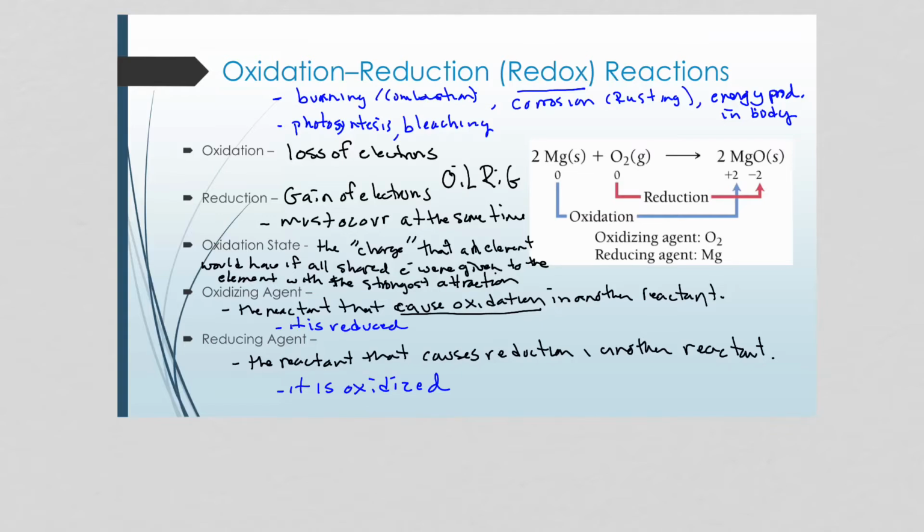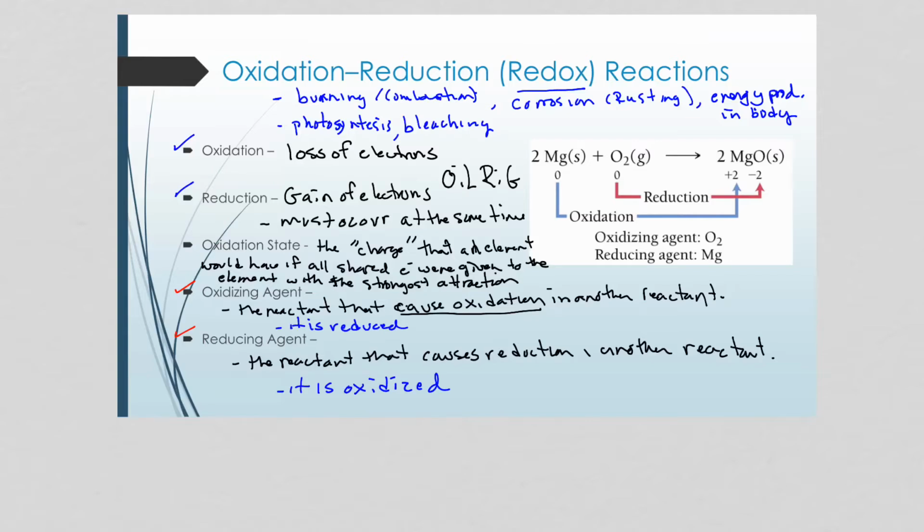Okay, so we have these terms, right? These four are the ones that we will have to assign. We're going to assign oxidation and reduction. We're going to assign the oxidizing agent and the reducing agent. And the oxidation states we use to do this.